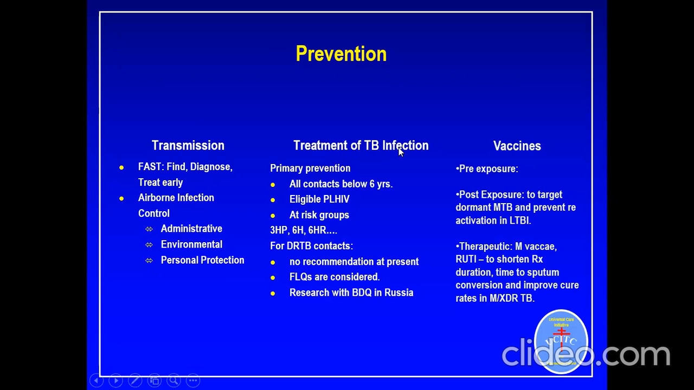Then treatment of TB infection. Now that's the latest thing which is happening because we need to end tuberculosis by 2025 in India and 2035 globally. So primary prevention: all contacts below 6 years, eligible people living with HIV, at-risk groups will need primary prevention. So there are certain regimens. 3HP is 3 months of weekly isoniazid and rifapentine therapy, or 6 months of daily INH, or 6 months of daily INH and rifampicin. So this is for drug-susceptible TB contacts.